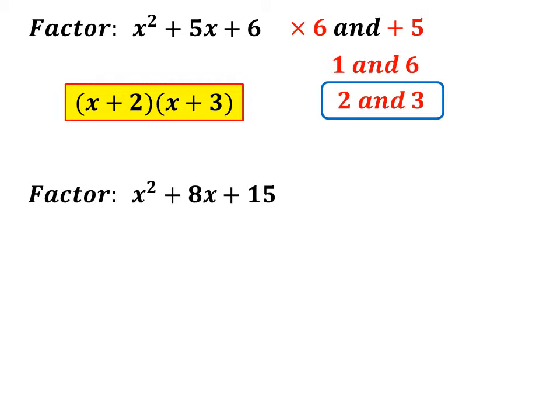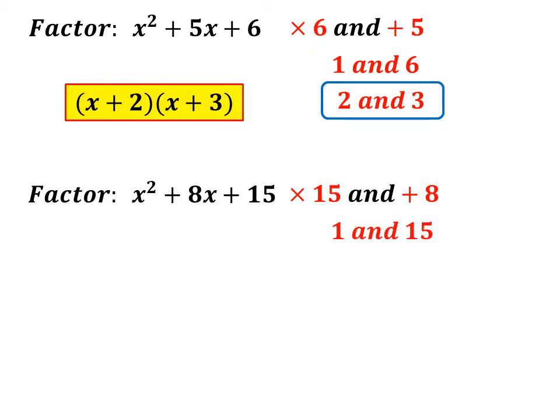Alright, looking at factoring x squared plus 8x plus 15. Again, both our constant term and linear term are positive, which tells me that both numbers inside the parentheses will be positive. So on this one, we're looking for two numbers that we multiply together to get 15, that we add together to get 8.